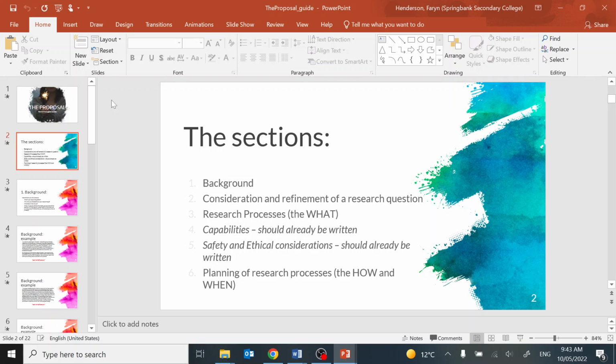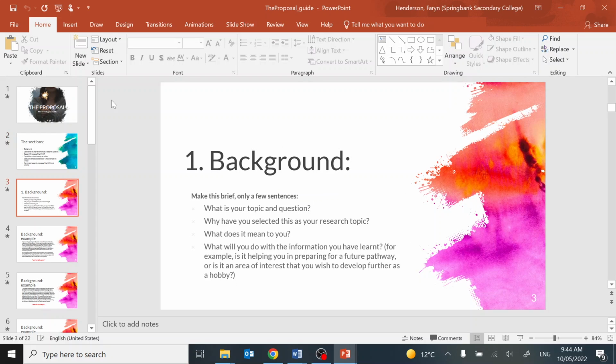Okay, so there are 6 different areas that you need to focus on. There's the background, consideration, refinement of a research question, the research processes, the capabilities, safety and ethical considerations, plus the planning of your research processes. So they're our 6 topics, subheadings, I suppose, for this section. Okay, first off is your background.